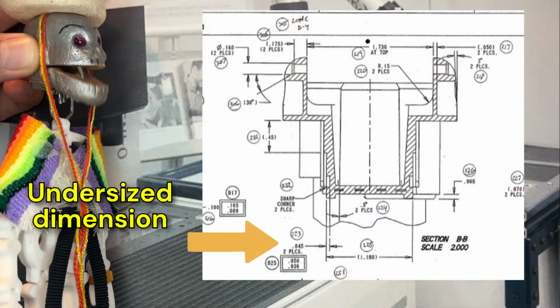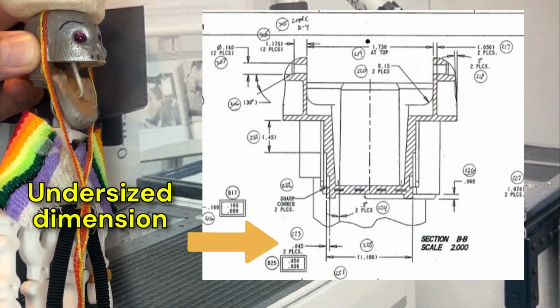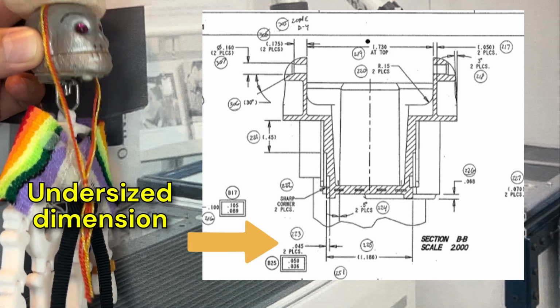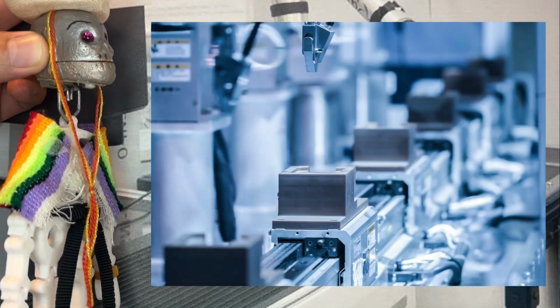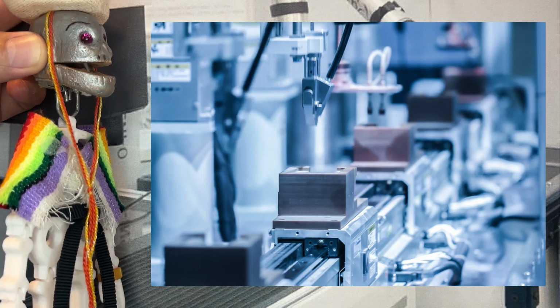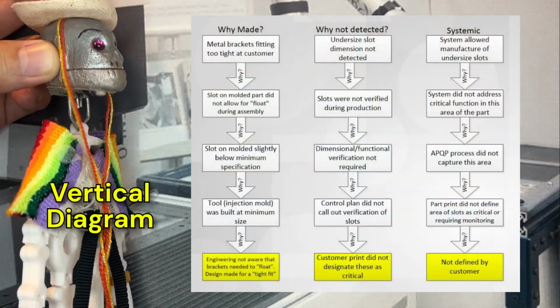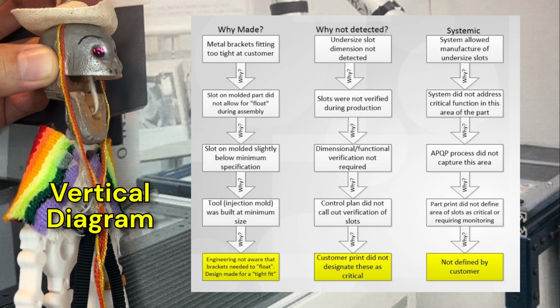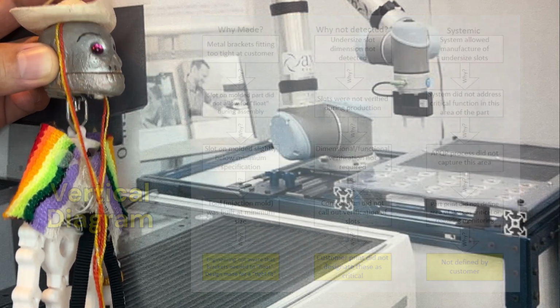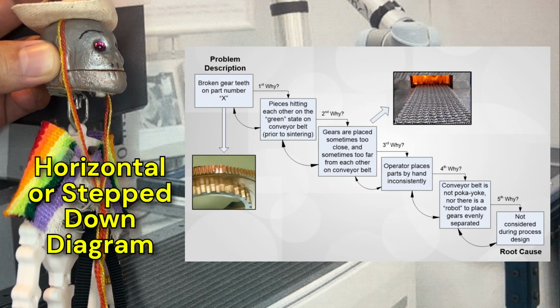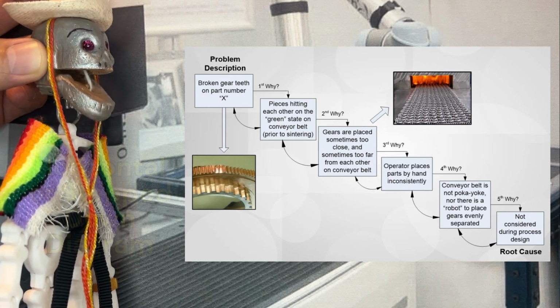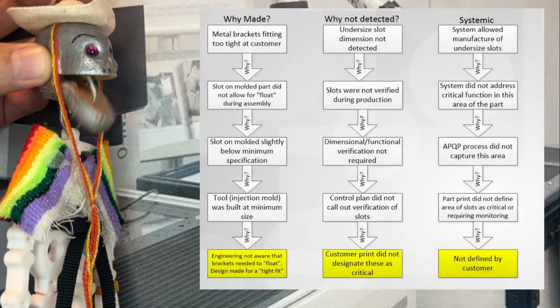In this example, the problem is an undersized dimension in the slot of a plastic piece, which was creating a tight fit with a metal bracket, and the customer reported assembly problems for that. As you can see, for this example, we're using a vertical diagram, and in the previous example, we used a horizontal or a step-down diagram. You can use whatever diagram you want. All of them are useful.